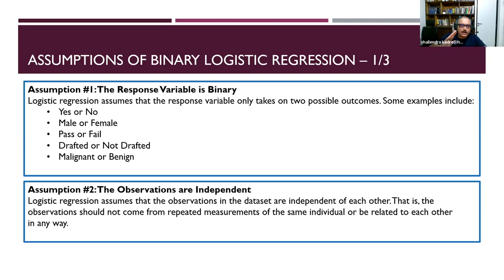Second assumption is all observations are independent. This particular assumption we had in linear regression also, right? We defined multicollinearity. We told multicollinearity should not be there. So this is the second assumption. In logistic regression also, the same assumption.